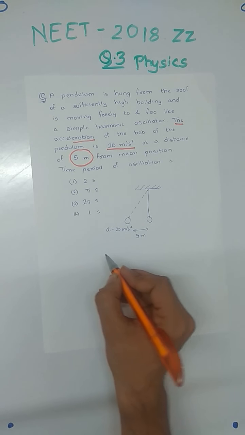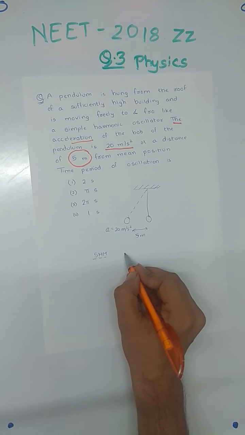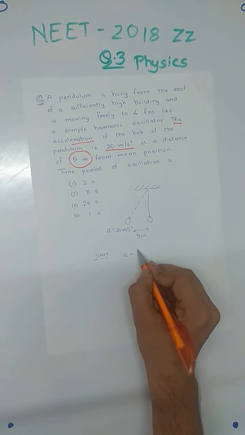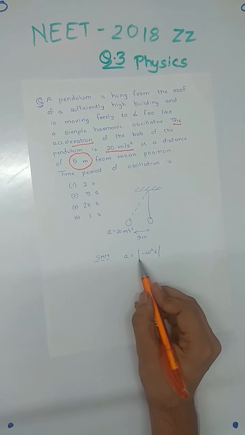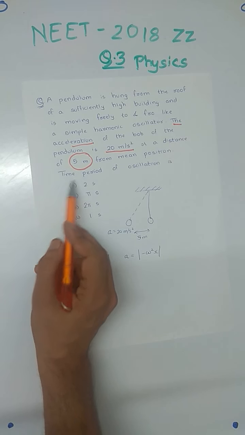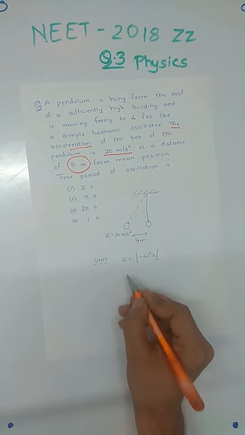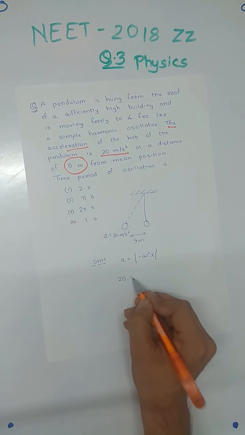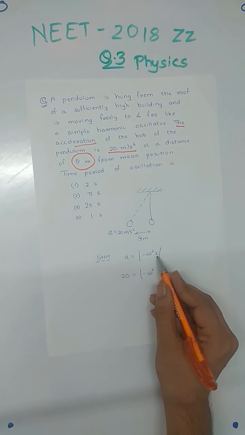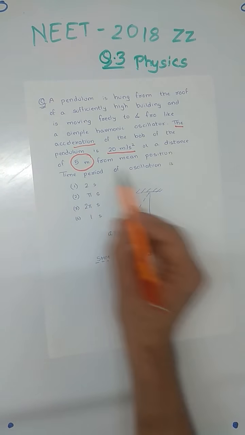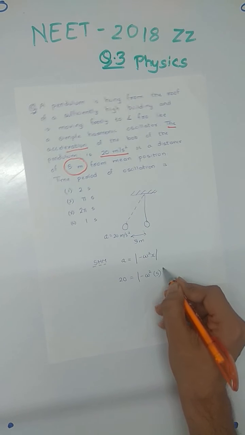Now for any simple harmonic motion, the magnitude of acceleration is nothing but the mod value of minus omega square x. We are taking mod value because finally we have to find the time period. So the acceleration here, what's the acceleration they have given? 20. Now minus, we don't know this angular frequency omega. What is x? What's x here? X here, it's 5. So into 5.